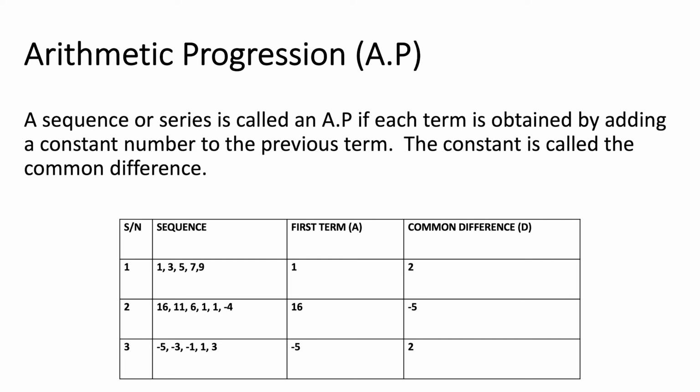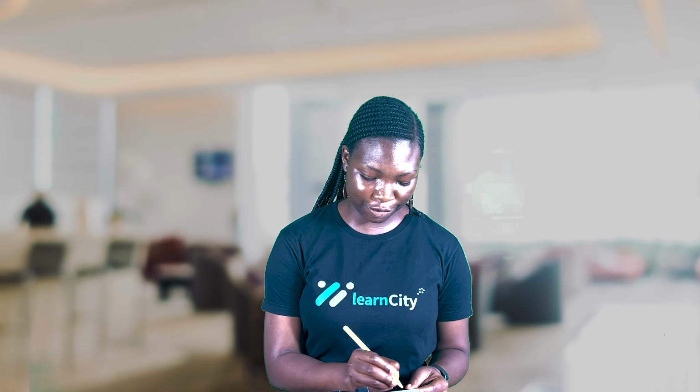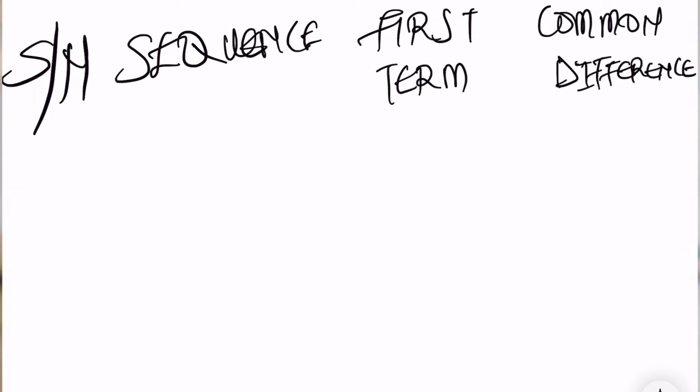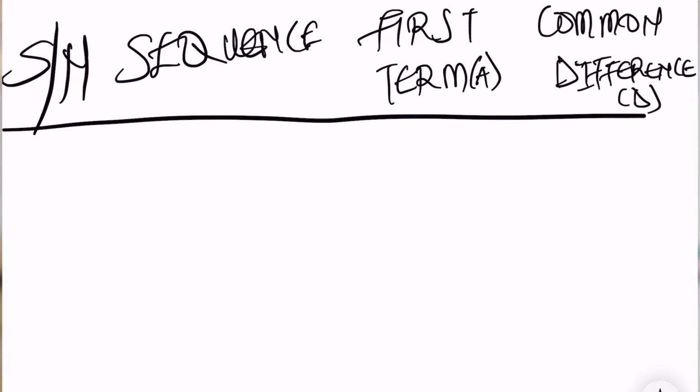So here we have a table of sequence, first term and the common difference. Now it is important that this first term is also known as A and the common difference is also known as D.